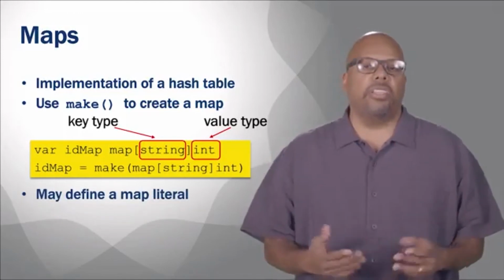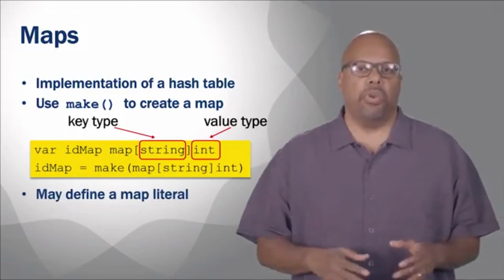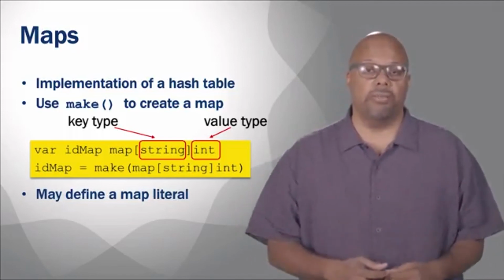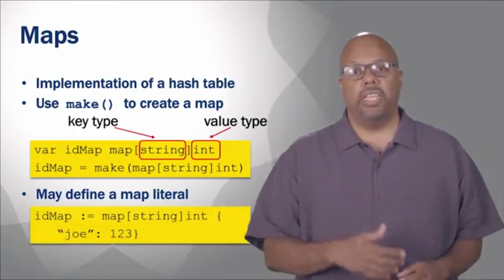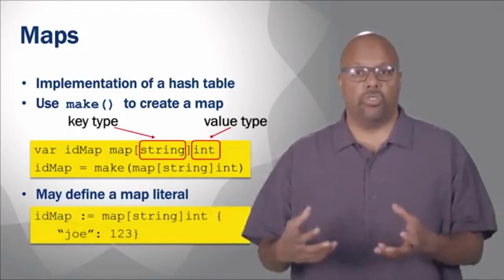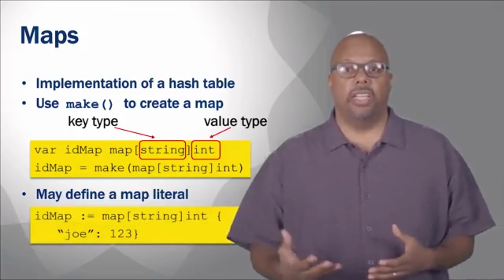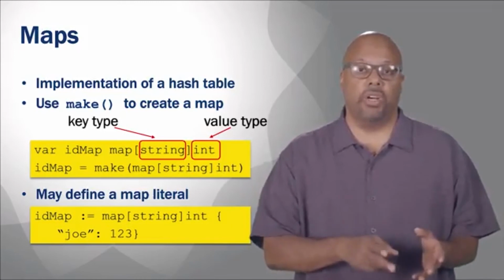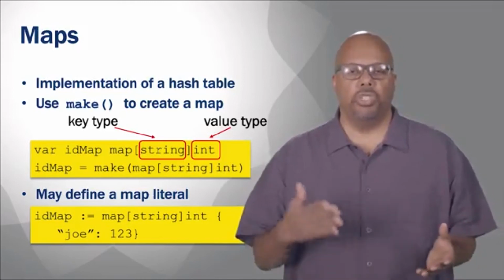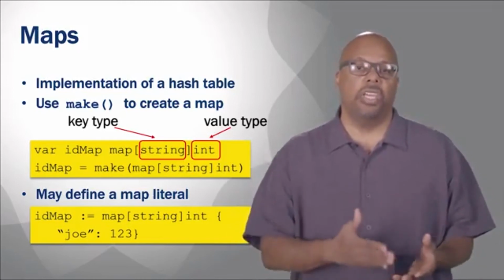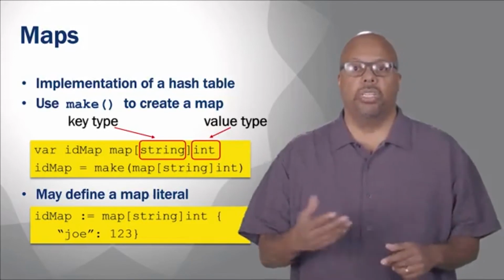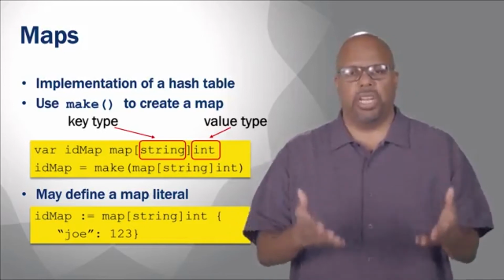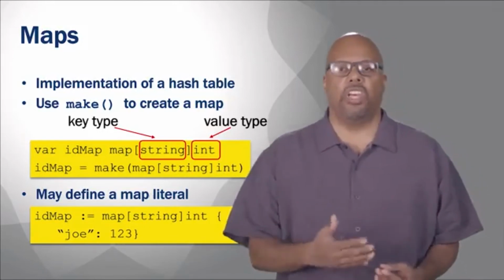Now, another way to define a map is you can create the map with a map literal. So you can initialize it with values, with key value pairs, rather. So I'm showing that down here. ID map colon equals map string int, and then in curly brackets I list a bunch of key value pairs, and the key and the value are separated by colons. So in this case it's just one pair, but you can have a comma separated list of key value pairs. In this case it's Joe colon 1, 2, 3. So Joe is the key, 1, 2, 3 is the value. And you can initialize it with any number of those key value pairs.